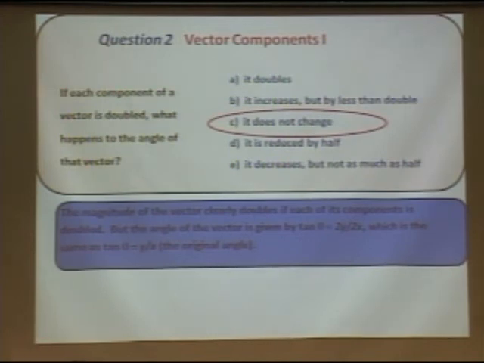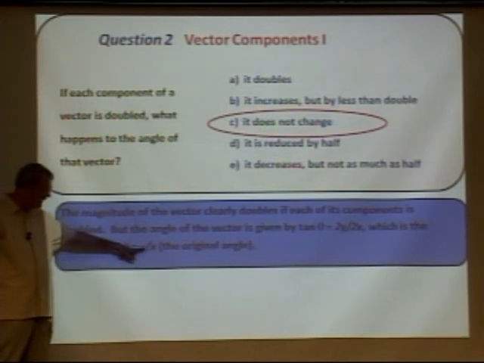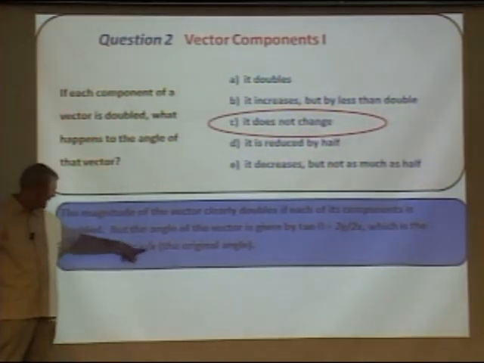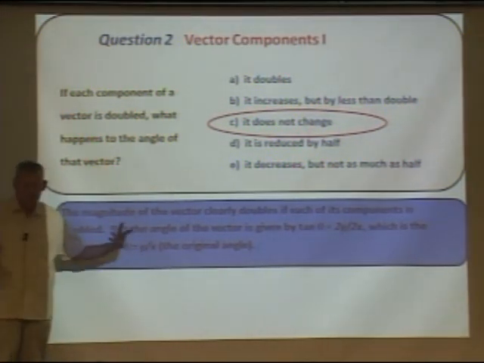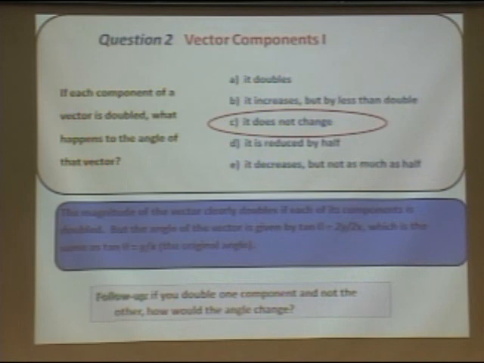Does not change. And I like their thing here. Tangent of theta equals y over x. And so if it's 2y over 2x, the 2's cancel. And so you still get the same theta. So you're good there. Oh, yeah, follow up. We don't have time for a follow up.